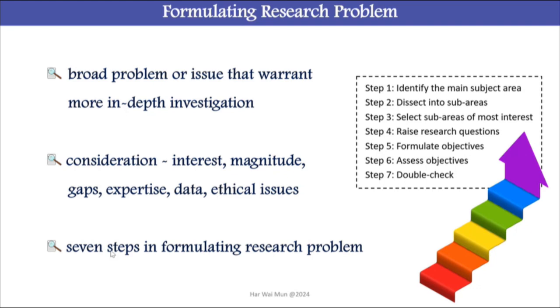Then you can have a guided 7-step process in formulating a research problem. First, you identify the main subject area, again from the broad to a sub area. Then select the sub area of most interest. There can be different sub areas, then you select the one of most interest. Whether in science, engineering, chemistry, psychology, economics, finance, or management, there is surely one big area and then certain sub areas. Then raise the research question. What is the problem? Any issue?